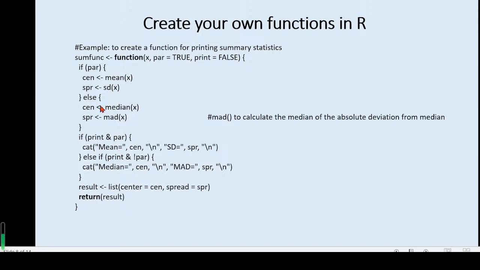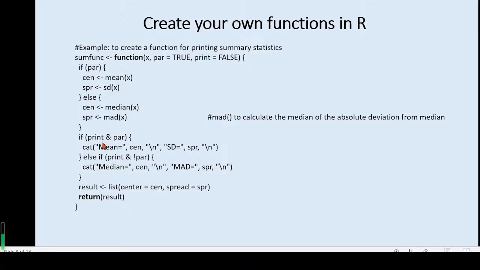But if par is not true, then we will calculate SCN as the median of x, and SPR will be the MAD. MAD is the median of the absolute deviation from the median. So else. We use an if else conditional test in this function.